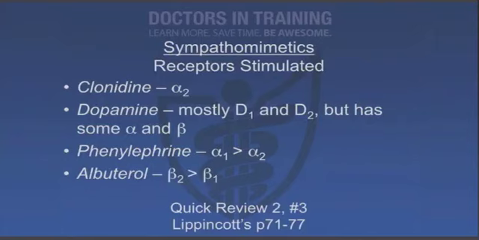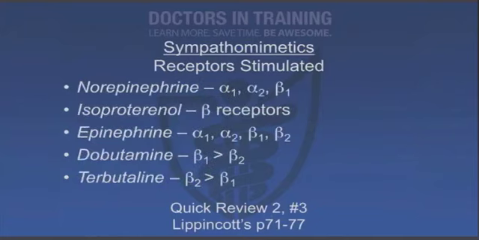Albuterol, beta-2 greater than beta-1. Norepinephrine, alpha-1, alpha-2, and beta-1. Isoproterenol, just beta receptors in general. Epinephrine will do just about all of them, alpha-1, alpha-2, beta-1, and beta-2. Dobutamine will do beta-1 greater than beta-2. And then terbutaline is beta-2 greater than beta-1.